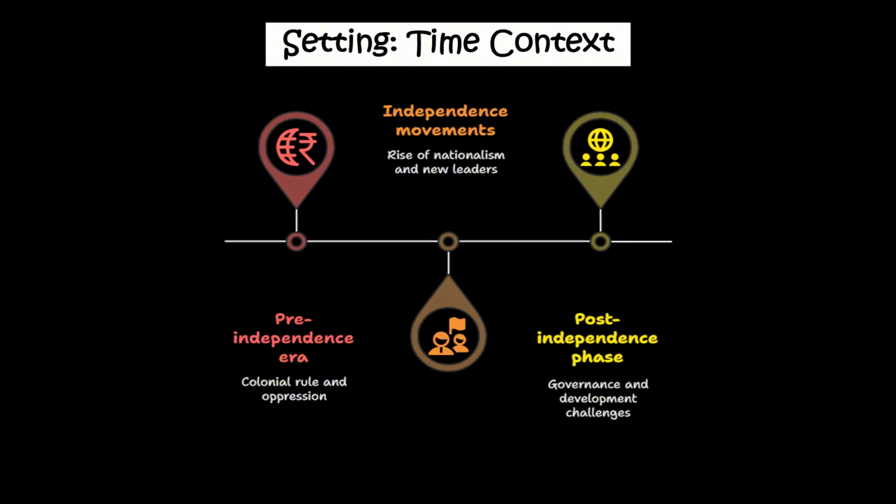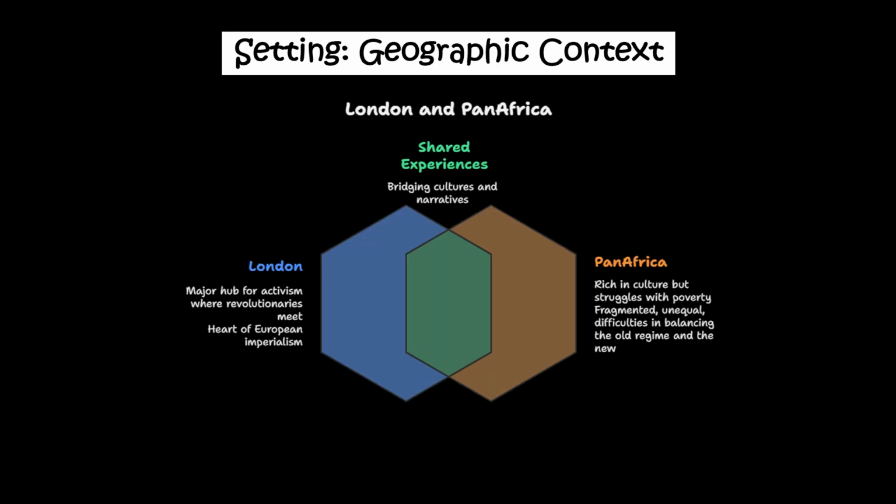Now that we have looked at the summary, we go on to the second part, which is the setting of the novel. Now, with regard to time setting, the book is set during a crucial period of transition in African history, where several countries were beginning to shed off the cloak of European colonialism and starting to embrace self-rule.